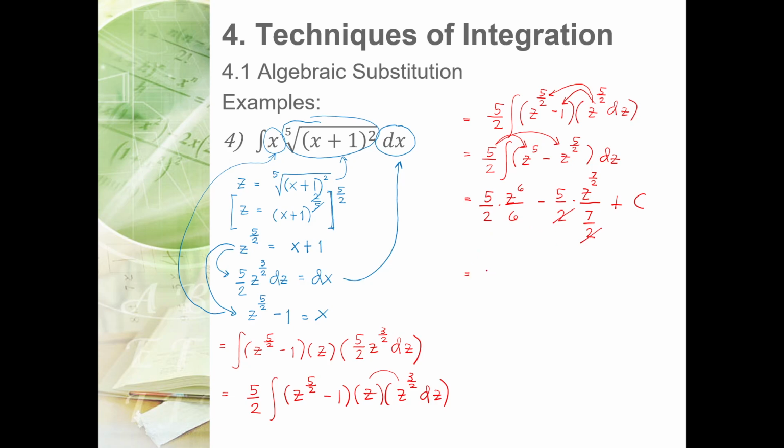So what remains is 5z to the 6th all over 12 minus 5z to the power of 7 halves all over 7 plus c. So don't forget to bring back the value of the z parameter.